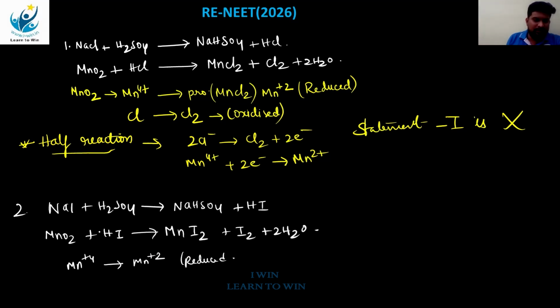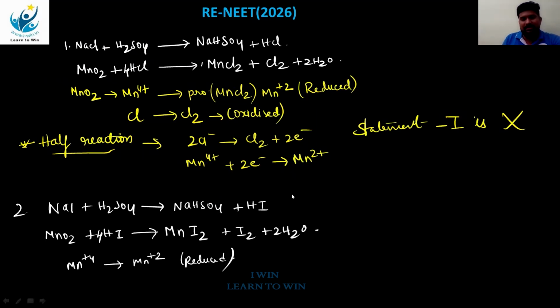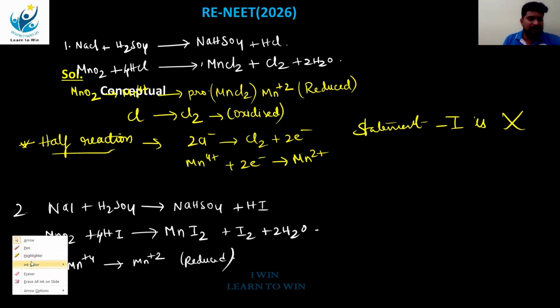Here, I put a 4H for the balance of the reaction. Let me look here. I just missed it. Now I'm going to put 4HCl for the balanced reaction. Now this is reduced. If you go back to the second statement, it says reduction of Mn. Yes, in the second case you can see that it is reduced. So the second statement is correct.